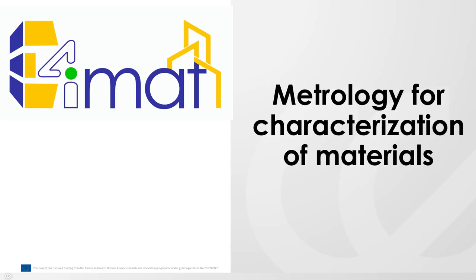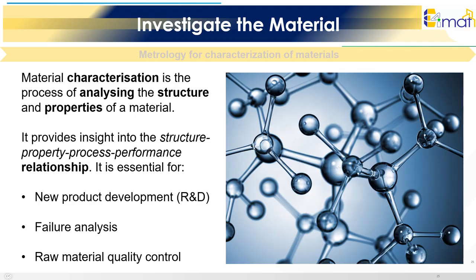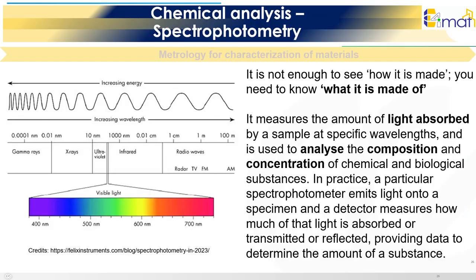Now the focus is on the usage of metrology for characterization of materials. Material characterization provides insight into the relationships between structure, properties, and performance. It underpins innovation, supports failure analysis, and ensures quality control of raw materials. Understanding physical, chemical, and mechanical properties allows engineers to optimize materials for specific applications.